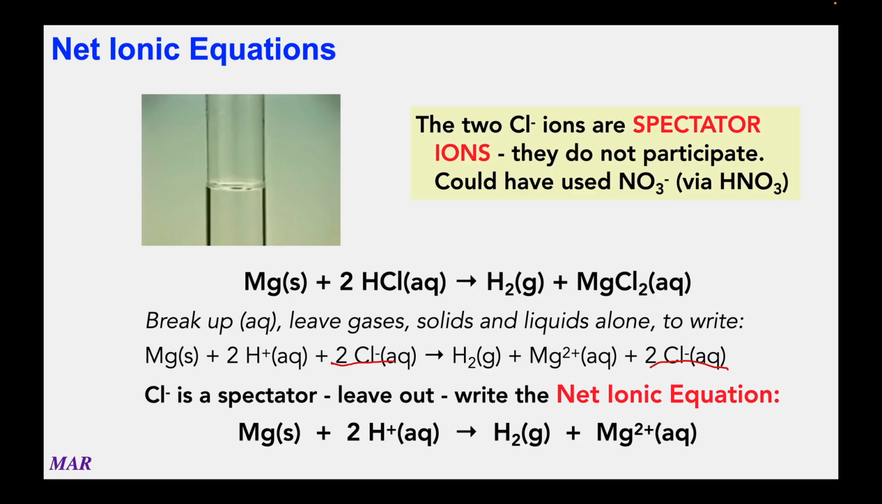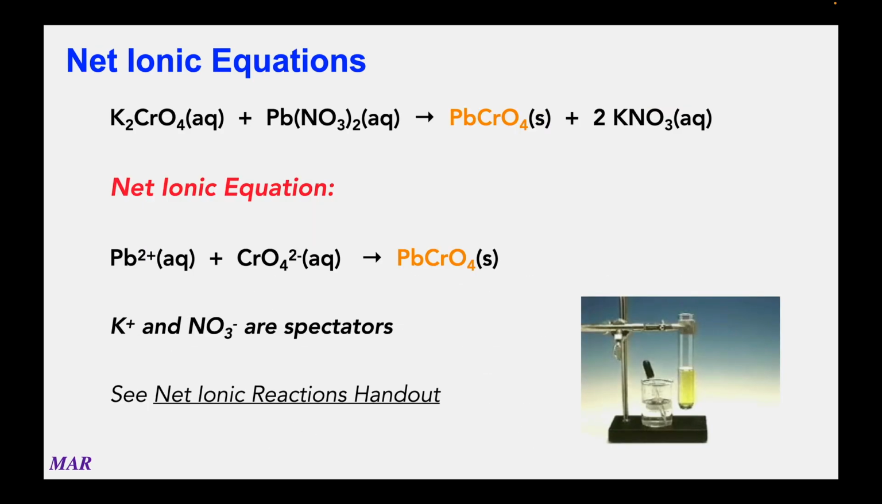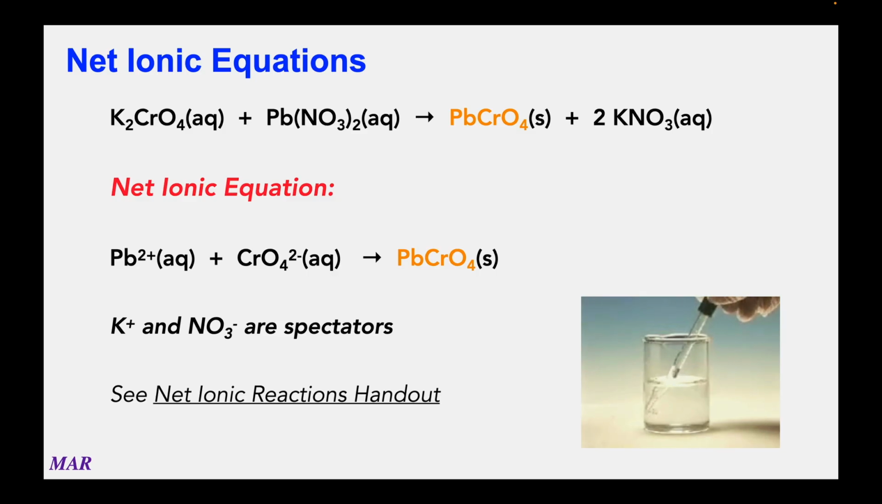A solution of lead nitrate is added to a solution of potassium chromate. A yellow precipitate of lead chromate forms, leaving potassium nitrate in solution. The potassium and nitrate ions do not take an active part in the reaction. Lead 2 chromate is a very cool yellow color. In a lab in Chem 223, if you take it with me, I'll show you what it actually looks like in the lab. It's pretty spectacular.